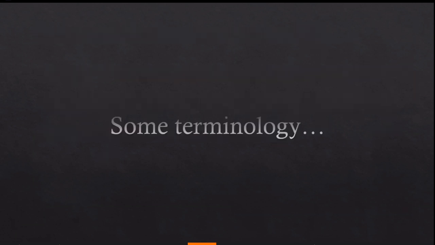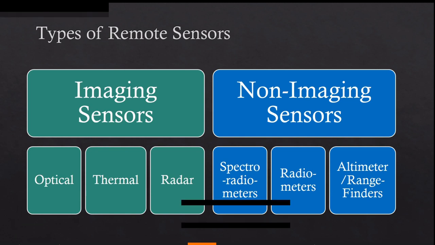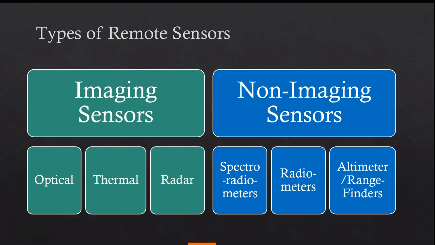So, as I said, we have some terminology which you may or may not be familiar with. If you're already familiar with them, this is just a crash course refreshing them for you. If you're not, here goes some introduction. There are different types of remote sensors. We can broadly split them into imaging sensors and non-imaging sensors. The imaging sensors might be optical, which is something like a camera. You could have thermal imaging or radar imaging. The non-imaging sensors are spectroradiometers or radiometers and rangefinders or altimeters.